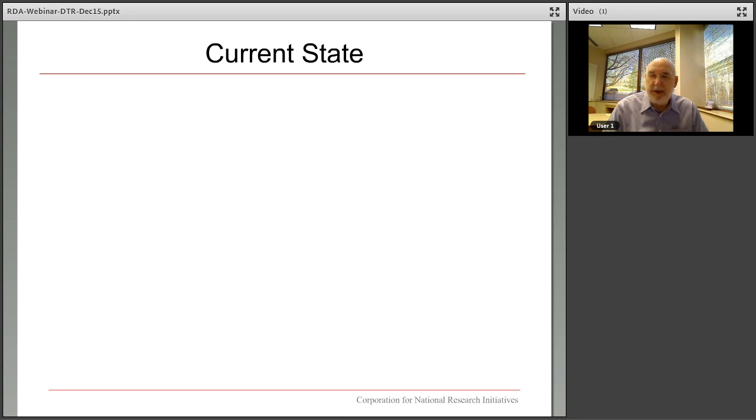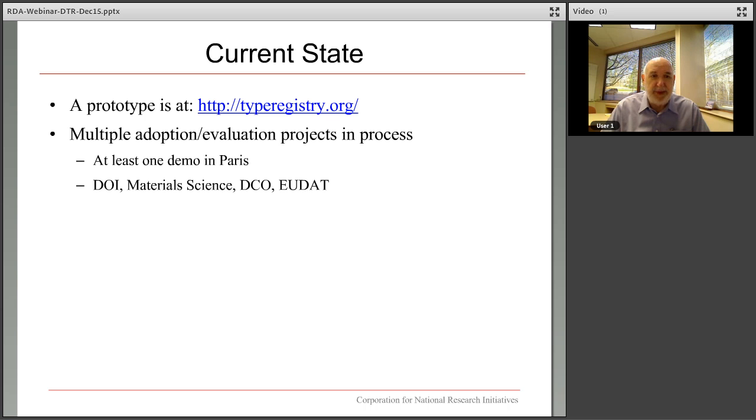Okay, so that was our goal. The group went on for a couple of years and wound up in the current state today, as of this talk. So there's a prototype. It's been there for a while. It's at typeregistry.org. It will perform the functions I just enumerated, but it's a sandbox. It's not intended, and there's documentation there emphasizing this, it's not intended to be a functioning complete type registry. It's a prototype. It's a way to experiment with this.